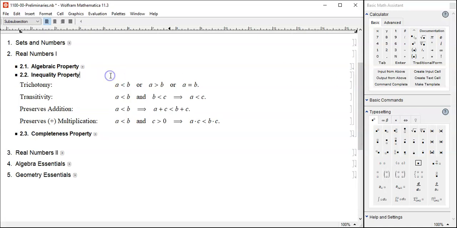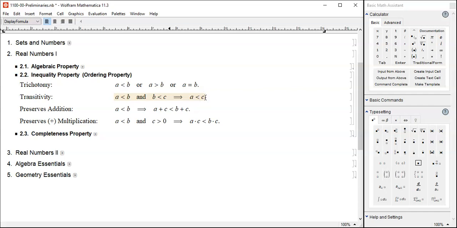Inequality property, or some people call it ordering property, because it gives you an order of real numbers, smaller numbers to the left and then bigger numbers to the right. First, we have this trichotomy. If you have two real numbers, A and B, either A is less or A is greater, or A and B have to be the same. One and only one of those three must hold. That's why it's called trichotomy. And that allows us to arrange all the real numbers along a number line. Smaller numbers to the left, bigger numbers to the right.